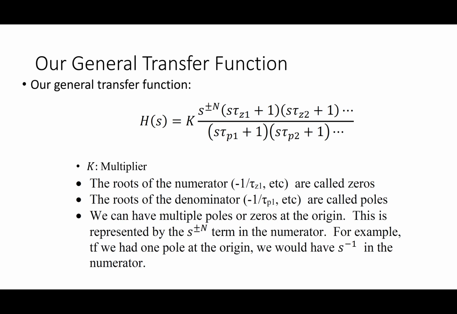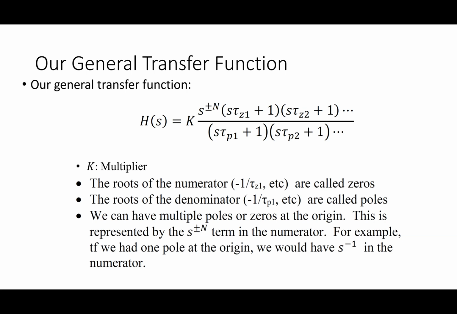Zeros. Where? There's zeros at zero, right? Zeros at zero, I guess, is the location of them. Their frequency is zero. If that N is a negative number, if I have S to the negative 2, what do I have? Poles, and those poles are at zero.